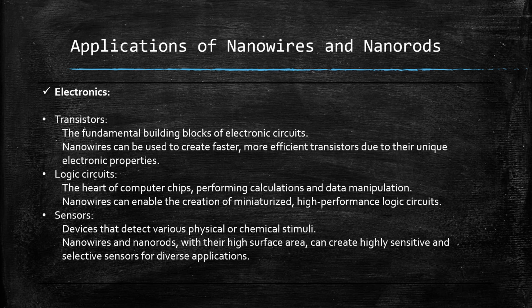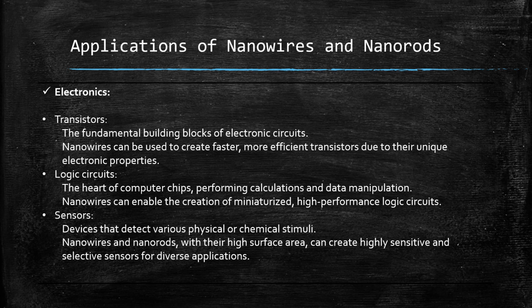Now, one of the main applications of nanowires and nanorods is electronics. The world of electronics is poised for a transformation with the arrival of nanowires and nanorods. Imagine transistors, the tiny switches that form the backbone of electronic devices, built using nanowires. Their unique properties can lead to faster, more efficient transistors, paving the way for advanced processors.